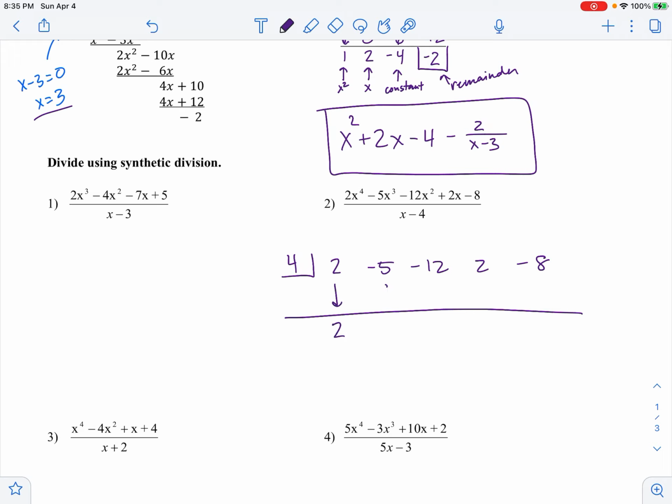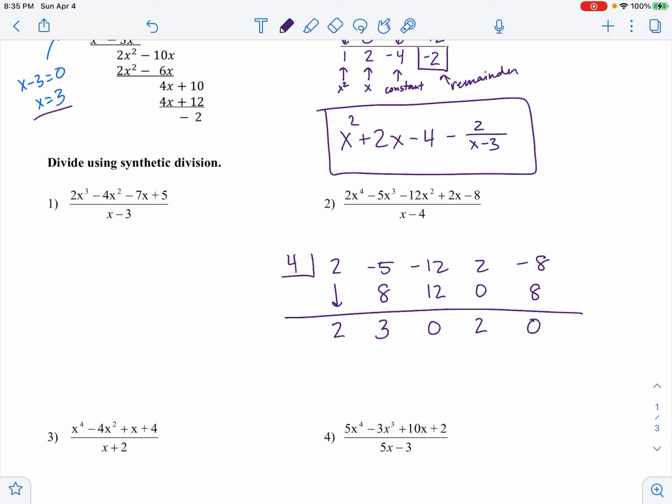Drop down my 2, I multiply, I get 8. Add together, I get 3. Multiply, I get 12. Add together, I get 0. I do have to keep going. I get 0. Add together, I get 2. Multiply, I get 8. Add together, I get 0.